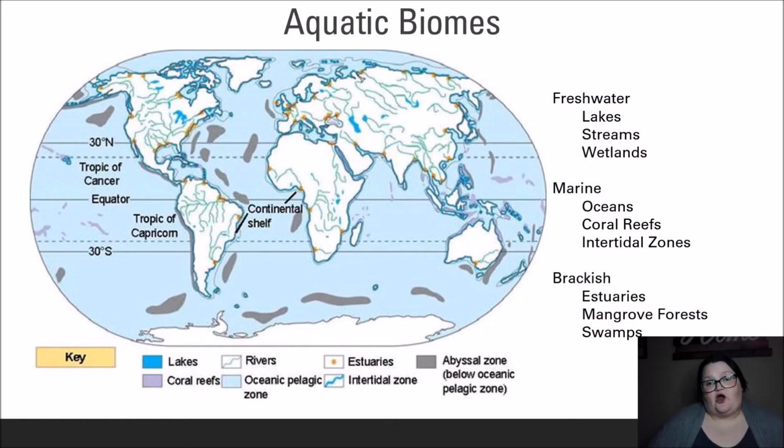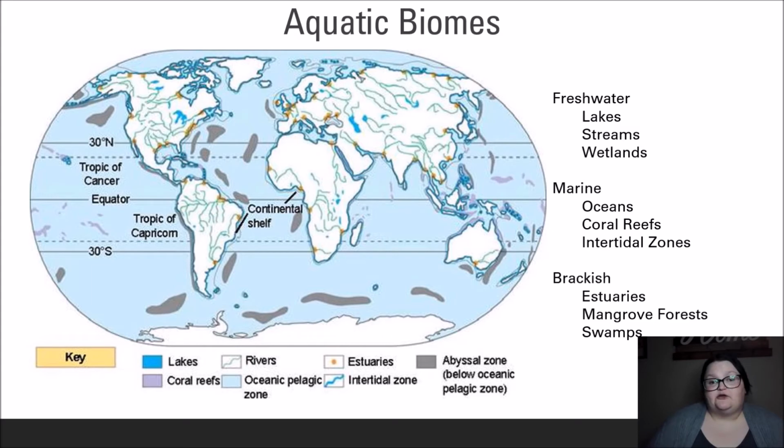Aquatic biomes are identified almost exclusively by their salt content. It's important to remember that even fresh water contains salt. The difference is the proportion or concentration. Fresh water is by definition significantly less salty than the ocean. And there are three major categories of aquatic biomes: freshwater, marine, and brackish.